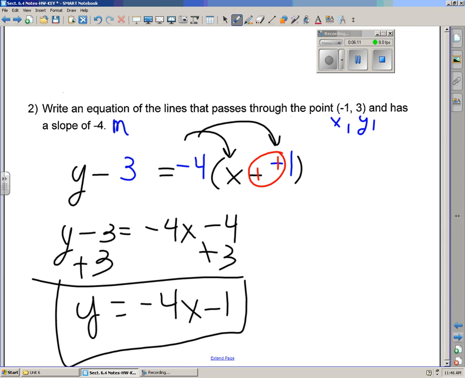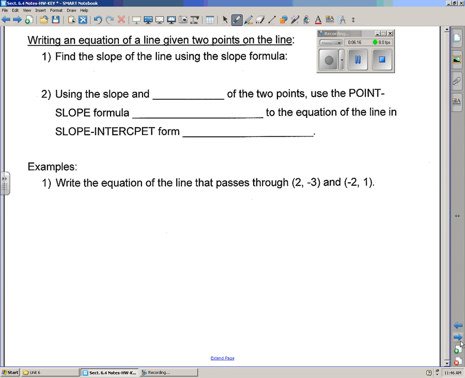You might also be asked to find the equation of a line when you're given 2 points. So when you're given 2 points, you need to find the slope first. And you should remember that the slope is m equals y1 minus y2 over x1 minus x2. You're going to use the slope and one of the 2 points. You're given 2, you're just going to use one of them.